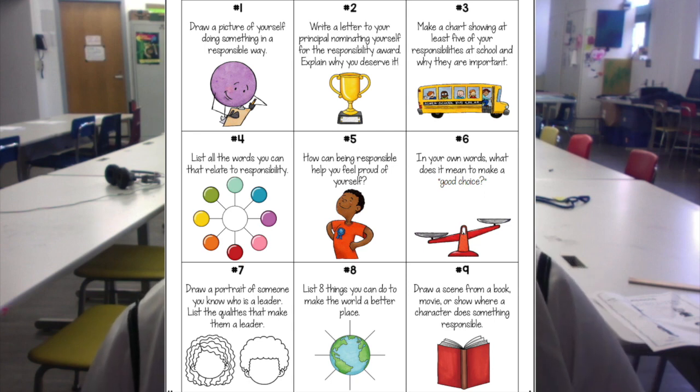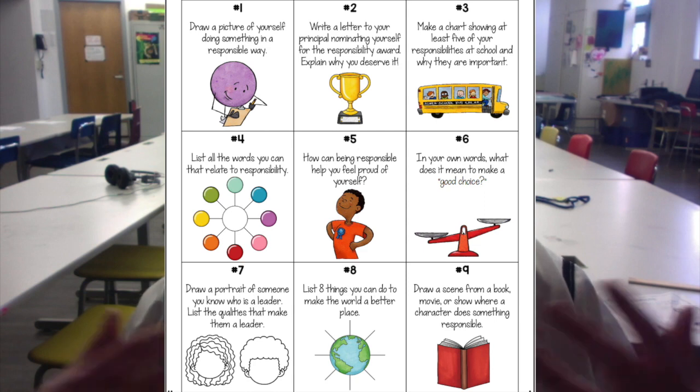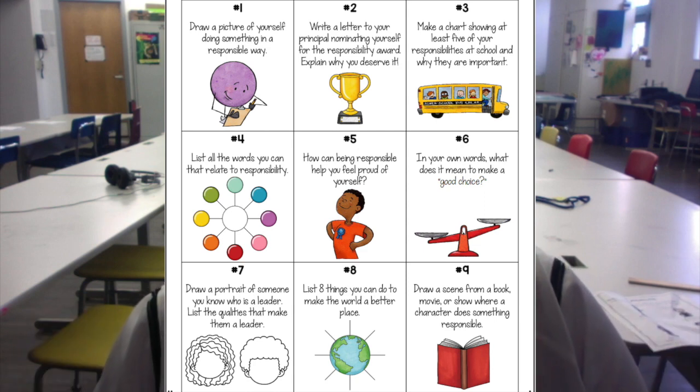Number 6, in your own words, what does it mean to make a good choice? Number 7, draw a portrait of someone you know who is a leader. List the qualities that make them a leader. Try not to do yourself. Try to do someone else. Like maybe, I don't know, Mr. Thornton. Number 8, list 8 things you can do to make the world a better place. I think that's great. I think everyone needs to think outside of themselves and try to do things for others. I think that's a great one.